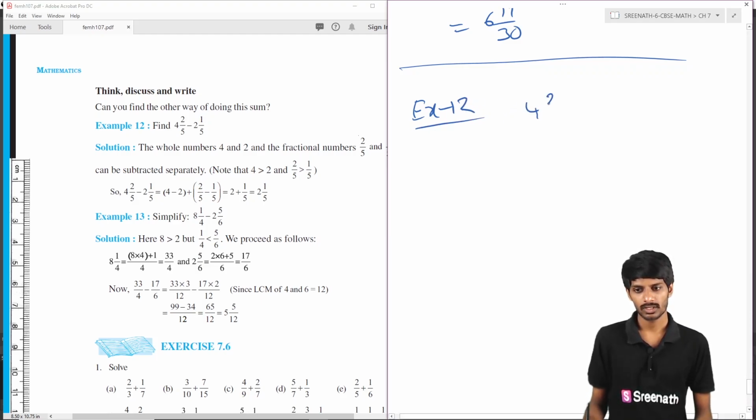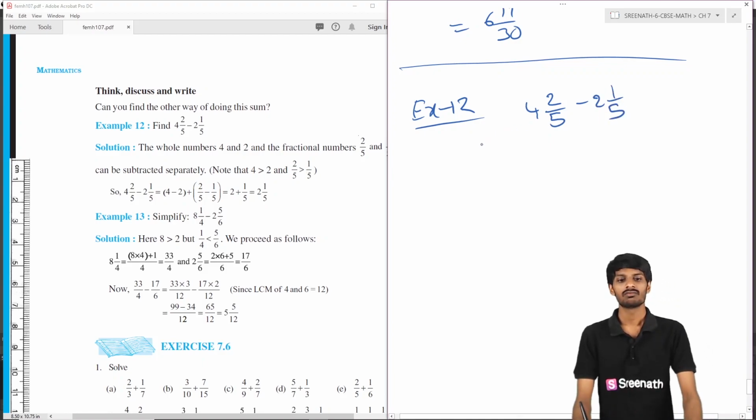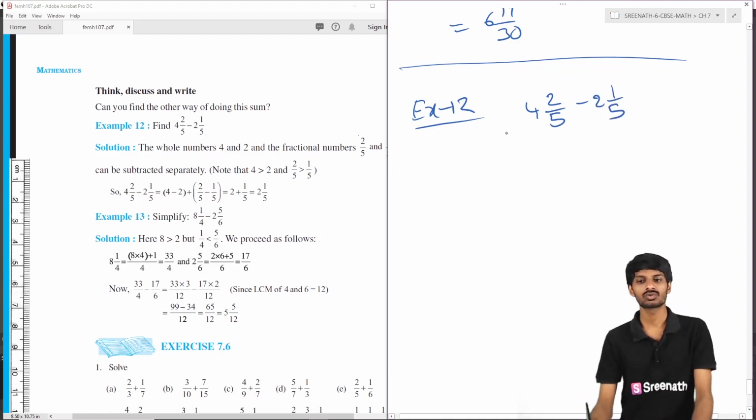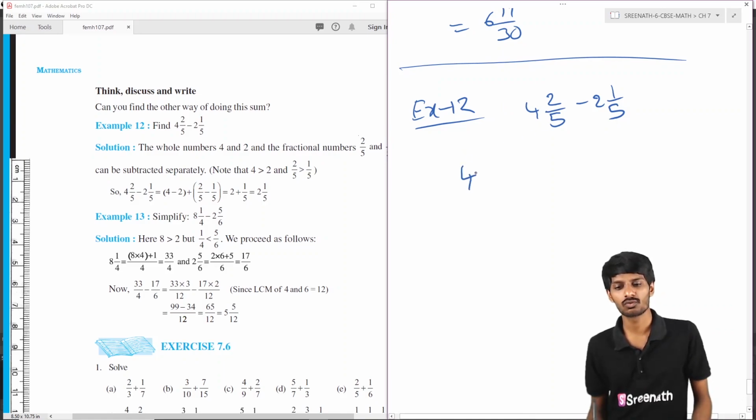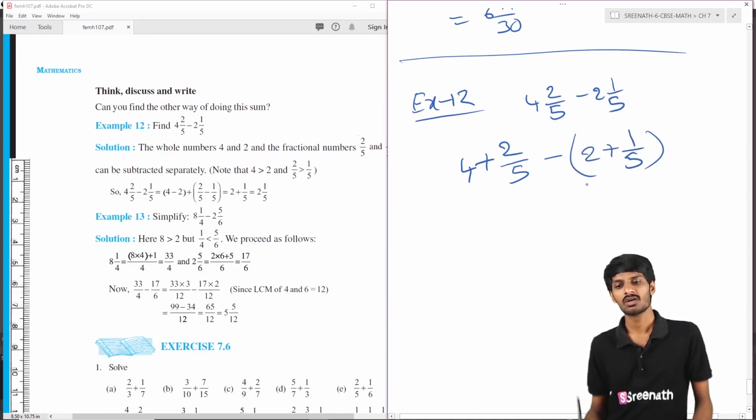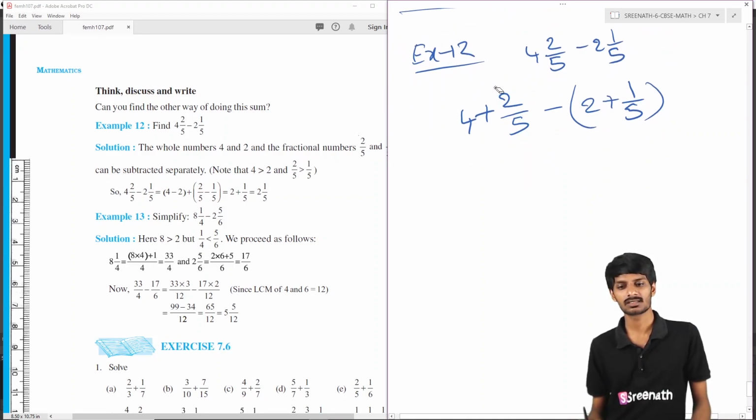So we have to find 4 into 2 by 5 minus 2 into 1 by 5. First, 4 into 2 by 5 means 4 plus 2 by 5, students, and minus 2 into 1 by 5, which is 2 plus 1 by 5. First thing is we have to subtract this from this. So first take out the whole numbers, that is 4 minus 2, plus 2 by 5 minus 1 by 5.